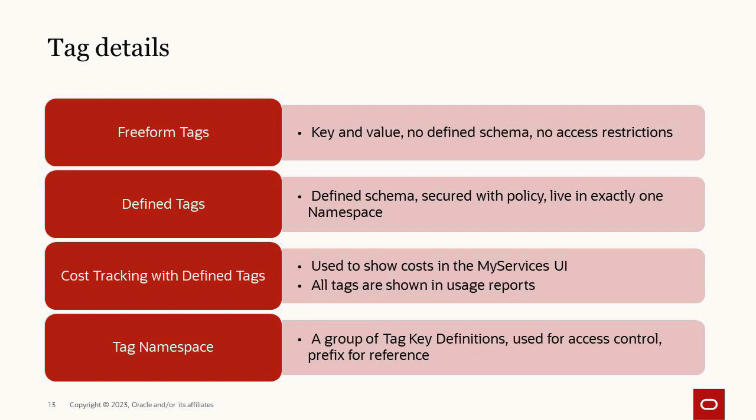With defined tags, we also have a specific type of defined tag. We call these cost tracking tags. These are used to show costs in the My Services UI, and all tags are going to be shown in usage reports. So you can track costs of resources by applying this cost tracking tag. What's great about it is that you can use these in different compartments. So even if a project might span multiple compartments, you can keep track of the consumption costs by tagging it with a cost tracking tag.